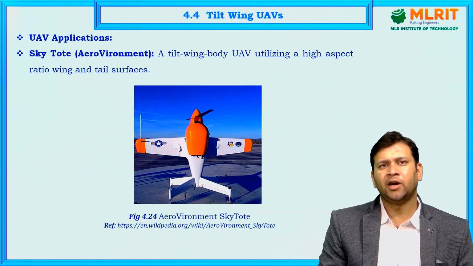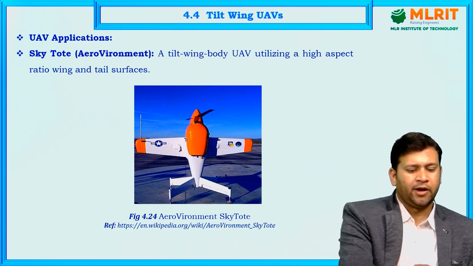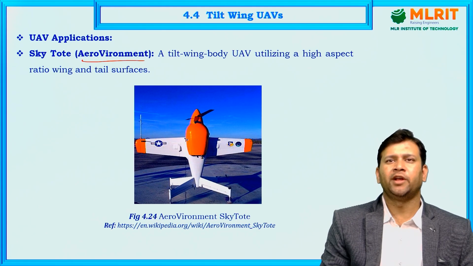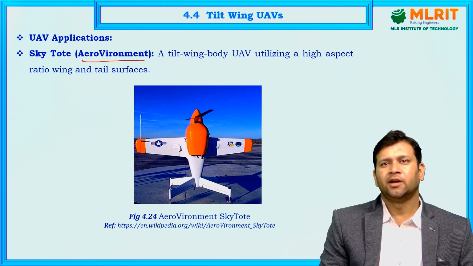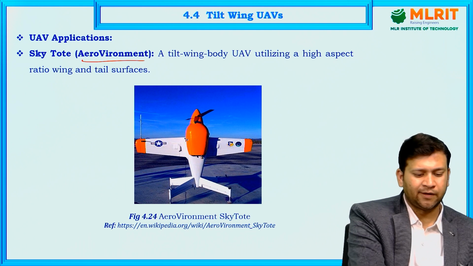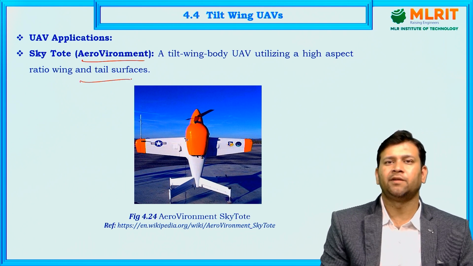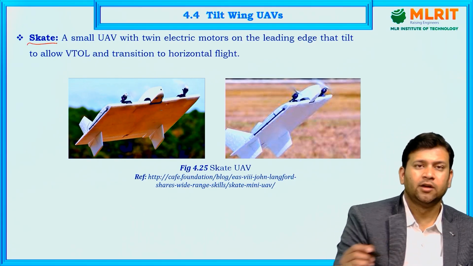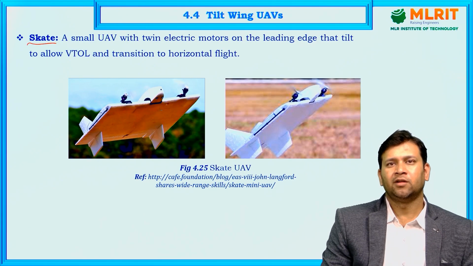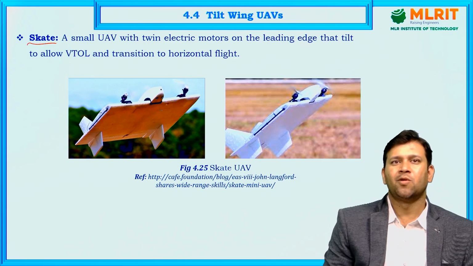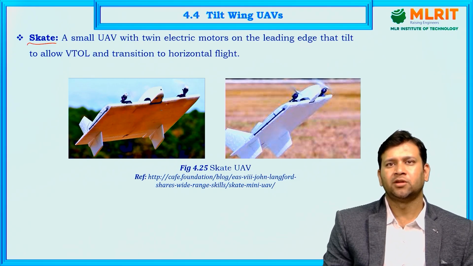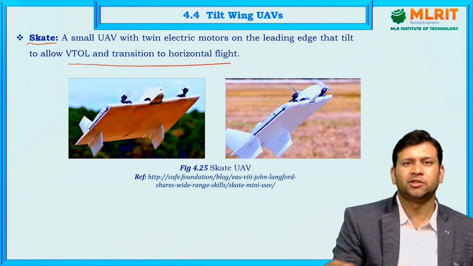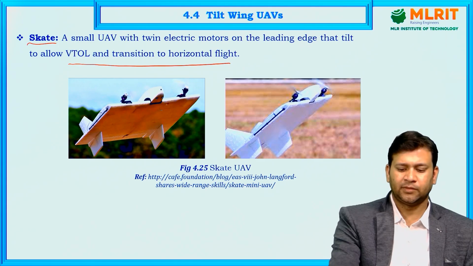And in unmanned aerial vehicle applications, AeroVironment's SkyTote is a tilt wing body unmanned aerial vehicle utilizing a high aspect ratio wing and tail surfaces. This is the tilt wing concept. Skate is an unmanned aerial vehicle with tilt wing mechanism application. A small UAV with twin electric motors on the leading edge that tilt to allow VTOL and transition to horizontal flight. These are the electric motors.